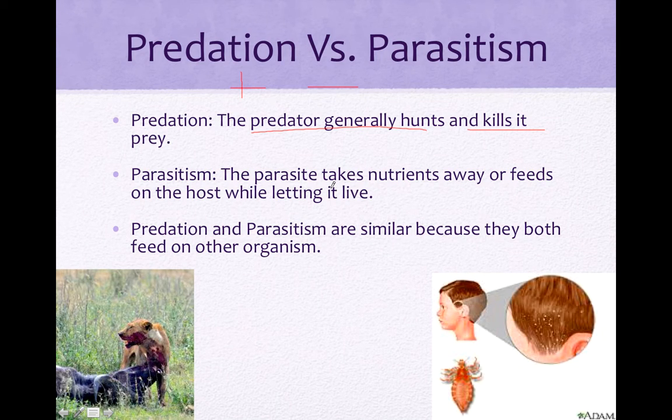Parasites just take nutrients away and feed off of a host while letting it live. So parasites don't necessarily hunt, they just infect, and then they steal the nutrients and let it live until it finally steals so many nutrients that it dies. Predation and parasites are very similar because they both feed on other organisms, but that would be your middle in between both of those. They are still very different.